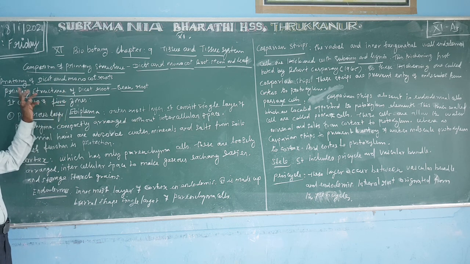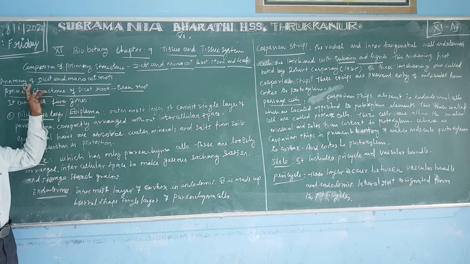Simply, anatomy means the internal view of the plant body, or the internal structure or internal tissue of the plant body. தாவரத்துடைய உள் அமைப்பை பற்றி பார்க்குறோம்.